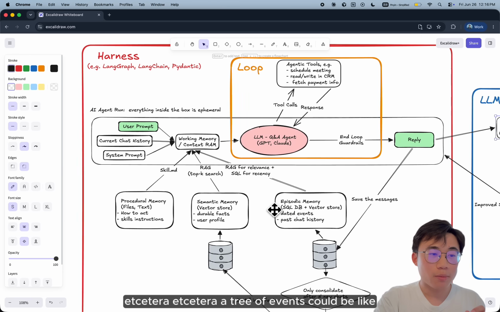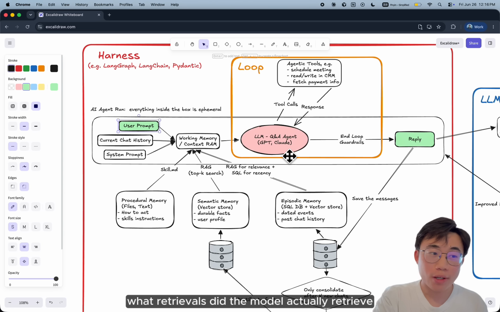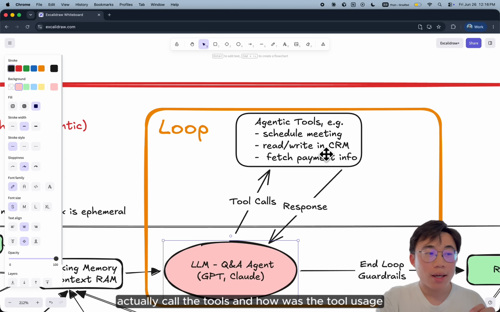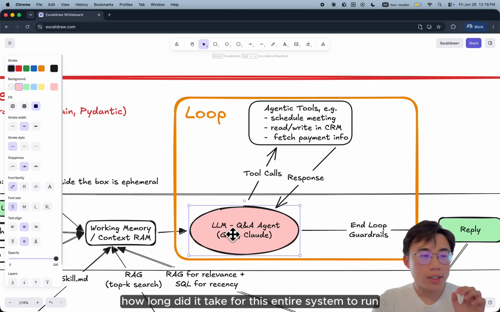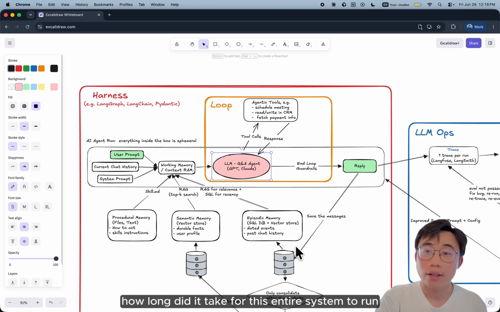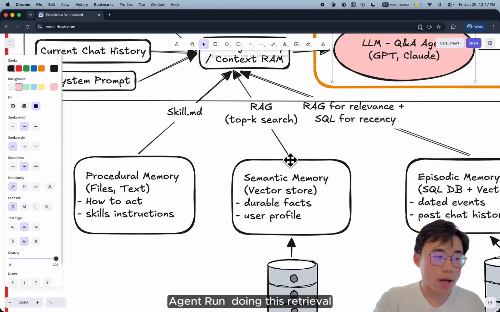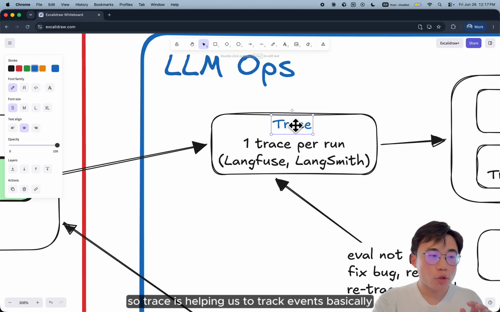A tree of events could be: What did the person actually ask? What retrievals did the model actually retrieve? How many times did the large language model actually call the tools? And how was the tool usage? How was the response time? How long did it take for this entire system to run, for checking latencies? And how many tokens have we used when we do these tool calls, agent runs, and retrieval augmented generation? So trace is helping us to track events, basically.